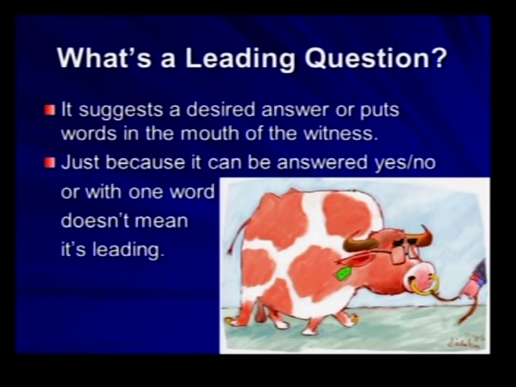So, let's compare these two questions. What color was the light? The light was red, wasn't it? Okay, which one's the leading question? The second one. The first question is susceptible to a one-word answer. What color was the light? Red. What color was the light? Green. What color was the light? Yellow. But the question did not suggest the desired answer.